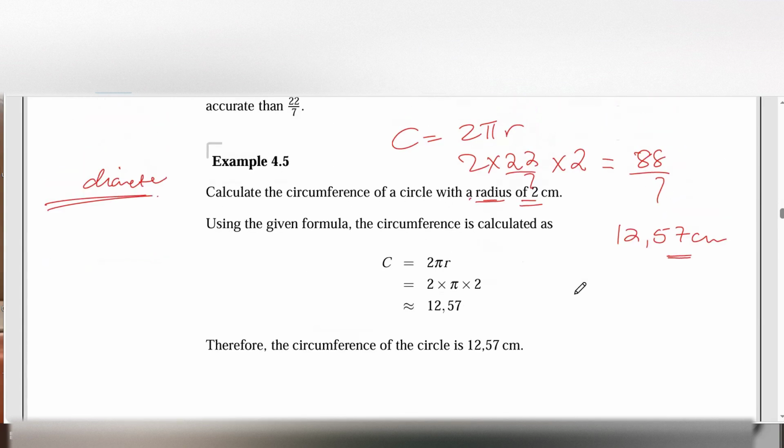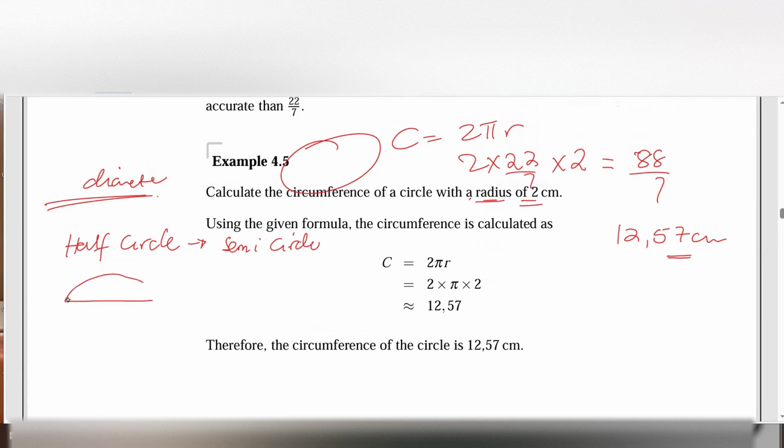Now, what also might happen is that, remember, this is a full circle. What if the circle is half? A half circle is sometimes known as a semi-circle. It's not almost a circle, it's just half of the circle. So if you want the perimeter of half of a circle, it's just going to be half multiplied by the total circumference, the 2 pi r.